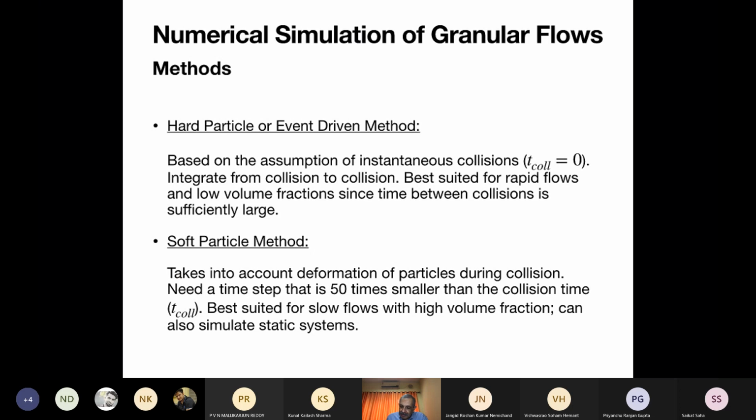The other method is the soft particle method, which takes into account deformation of particles during a collision. So you need a time step that is 50 times smaller than the collision time. This is best suited for slower flows with high volume fraction. And of course, you can easily simulate static systems also, and we'll do that.